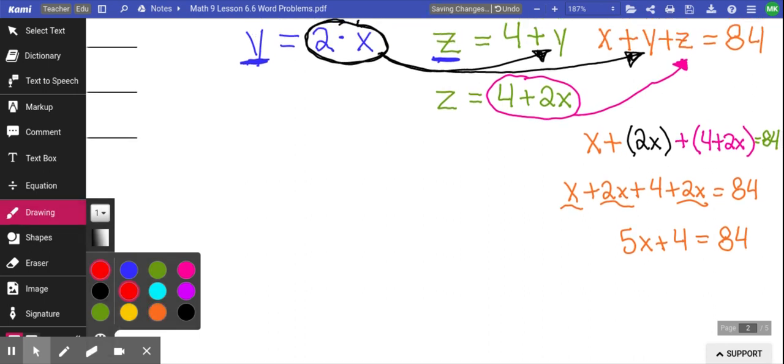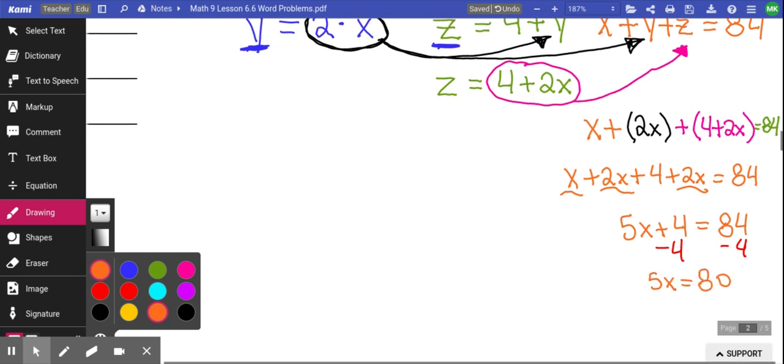I can subtract 4 from both sides. That gives me 5X equals 80. And I can divide both sides by 5, giving me my first answer of X equals whatever 80 divided by 5 is. My brain's not working right now. 16.